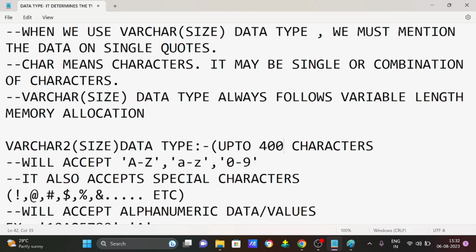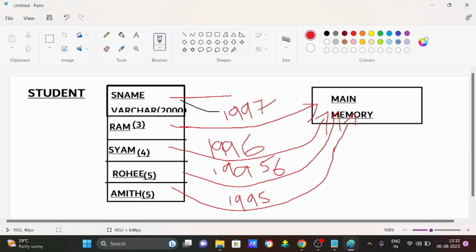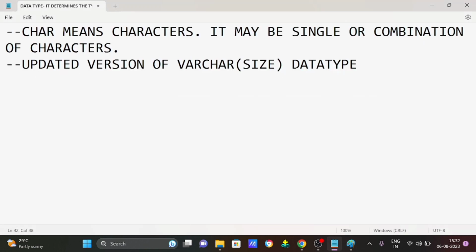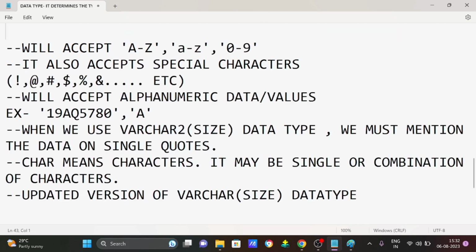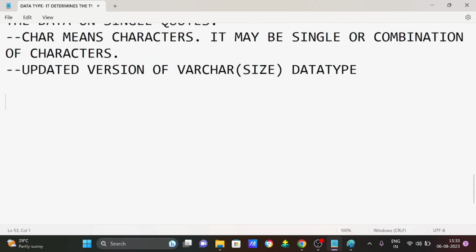Sorry, it's 4000. Yeah, up to 4000 characters will be accepted. The same thing, just like the previous one, here even the unused memory blocks will be taken back and the used memory blocks will be just assigned and allocated. And next, the next data type is number data type, which is a bit complicated and very important.